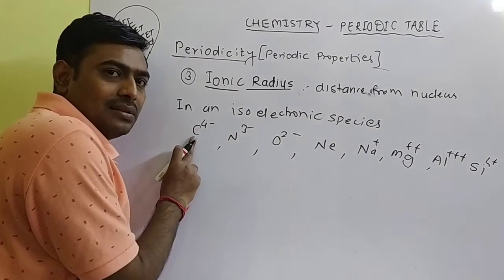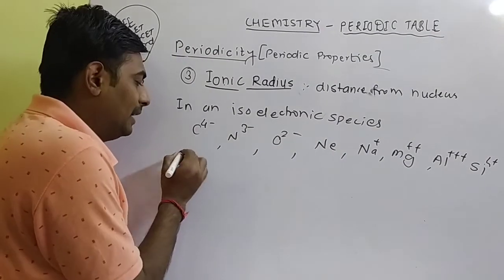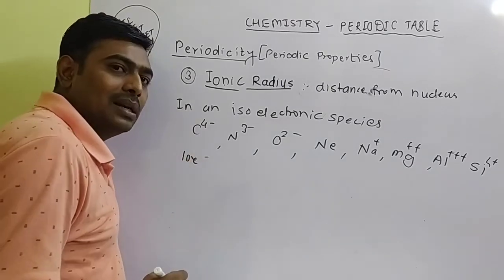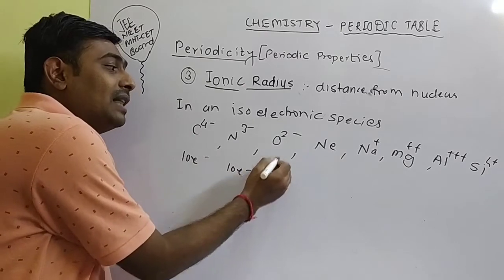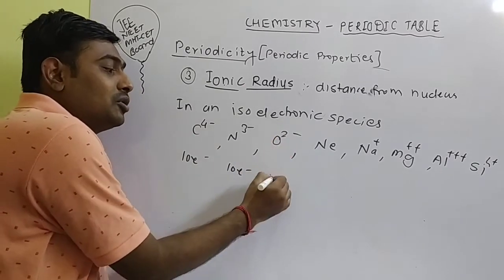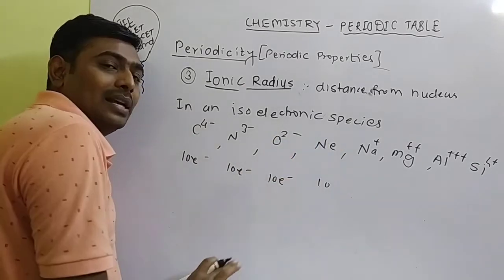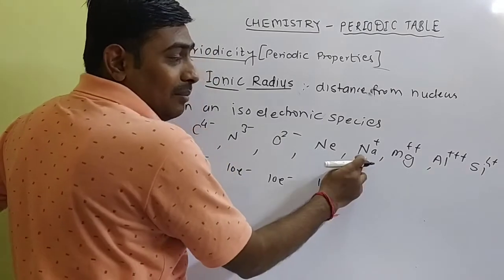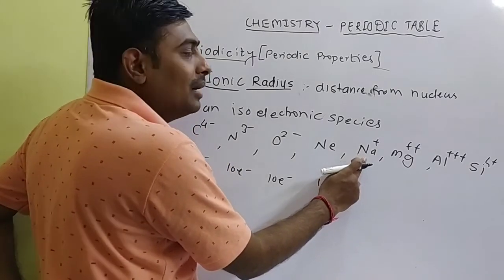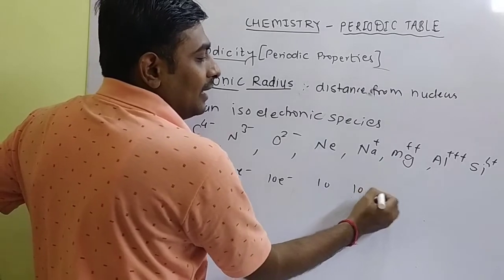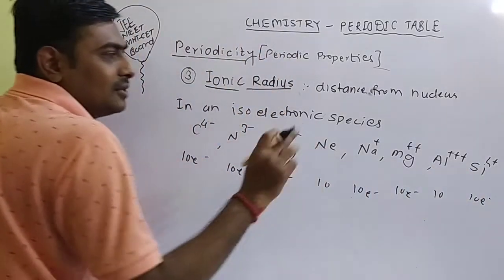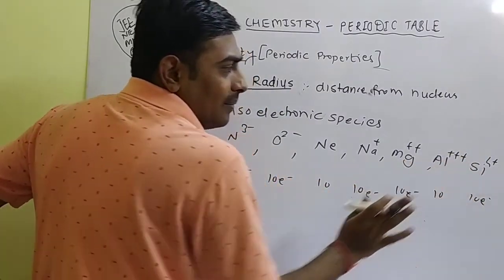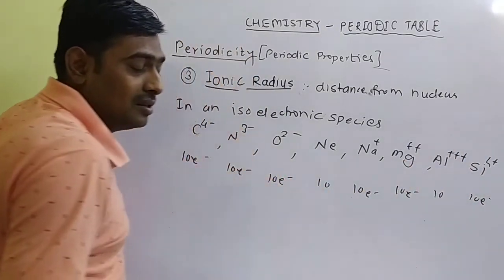Carbon has atomic number 6, and by absorption of 4 electrons it will have 10 electrons. Nitrogen has atomic number 7, and by absorption of 3 electrons it will have 10 electrons. Same with atomic number 8, 2 electron absorption, 10 electrons. Neon is a noble gas with 10 electrons. Sodium has atomic number 11, with 1 electron loss, again 10 electrons. Same with the other species, atomic numbers 12, 13 and 14, with 2, 3 and 4 electron loss.